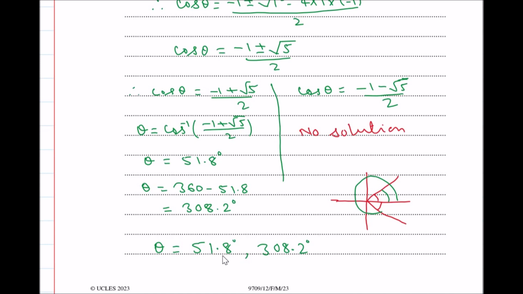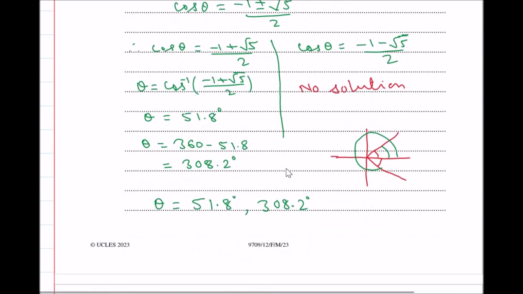Final answer you must write at the end clearly. Part B. Part B is show that tan theta by sin theta minus sin theta by tan theta equal to tan theta into sin theta. So we will start with the left hand side. Let's take LHS. We have tan theta by sin theta minus sin theta by tan theta.